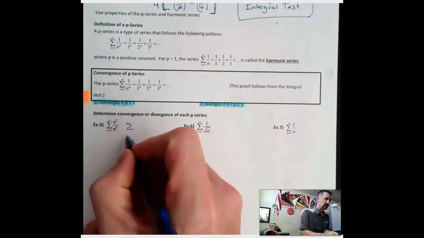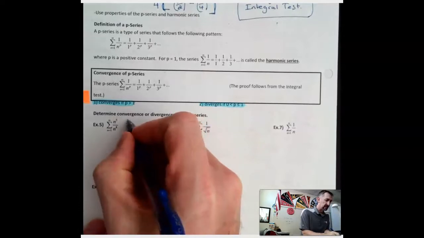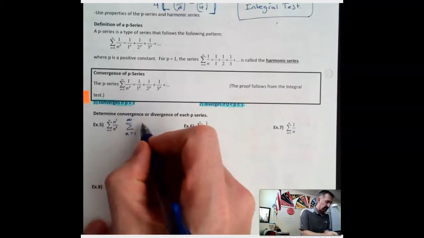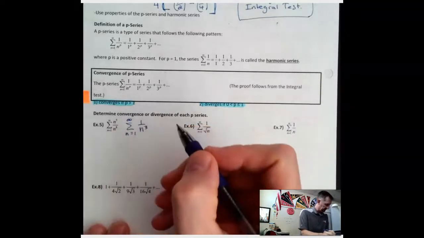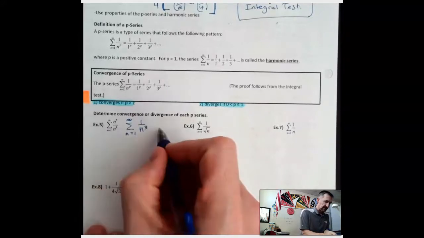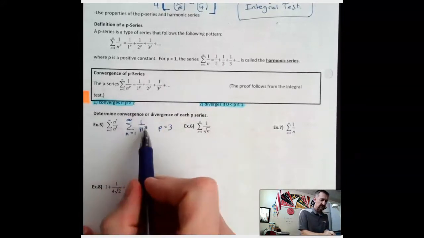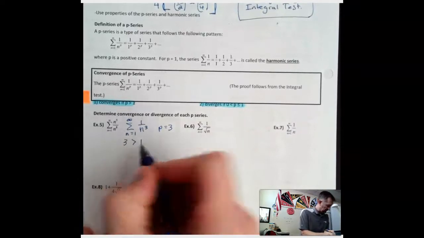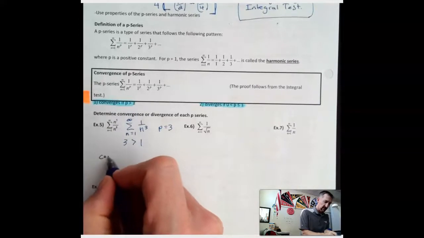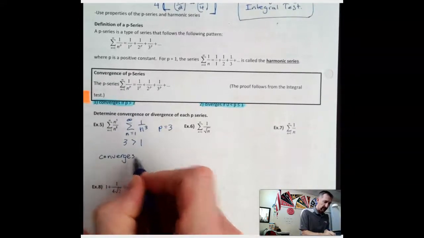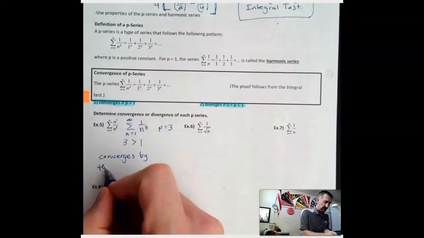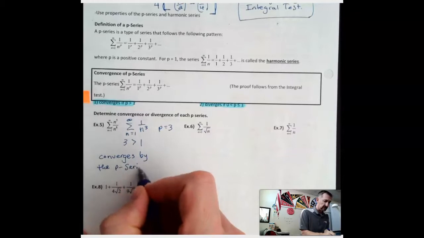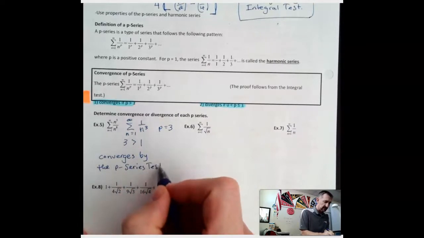So this one will be the p-series test. That's just going to be 1 over n cubed. And so then you're just going to say p equals 3. P is the exponent of the denominator there. And 3 is greater than 1. And so this converges by the p-series test. And that's it.